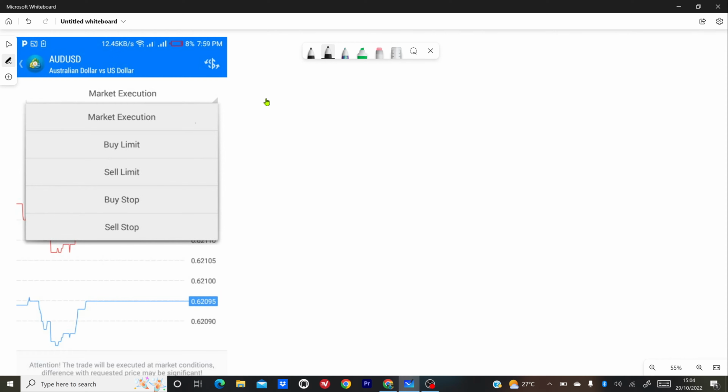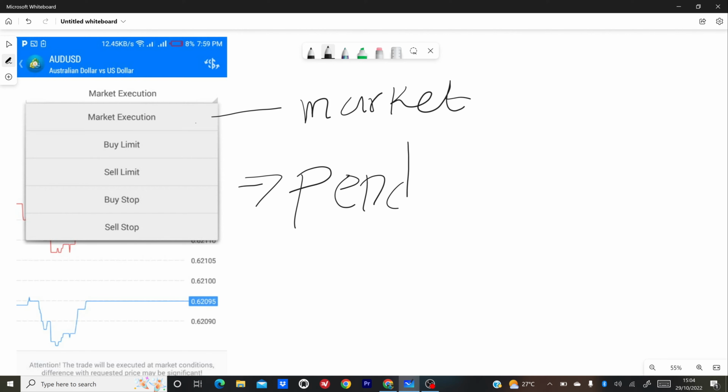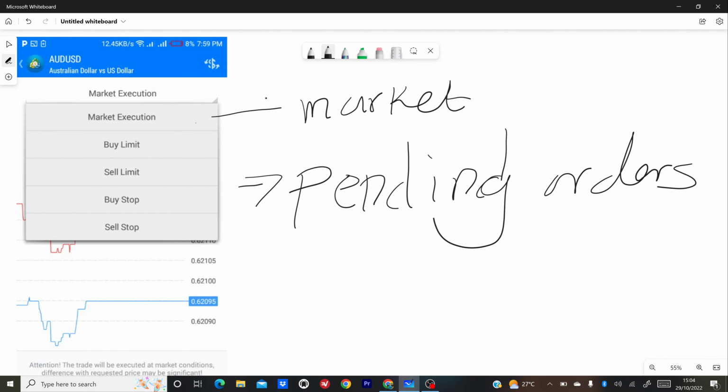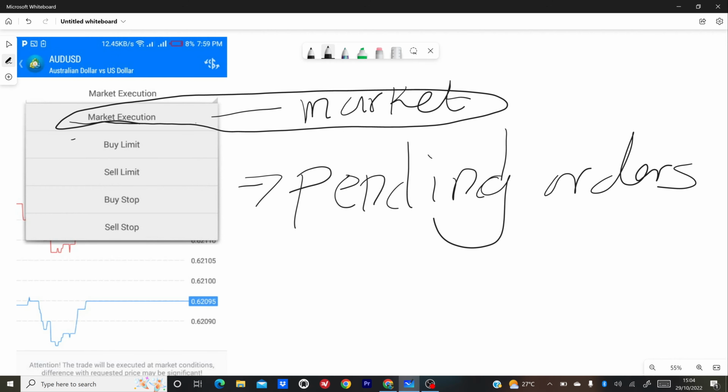With market execution. Now these things are classified into two things. There is market execution, and there are pending orders. This is pending orders. So when you see the market execution, this lies under this category, but all these three of them are all pending orders.